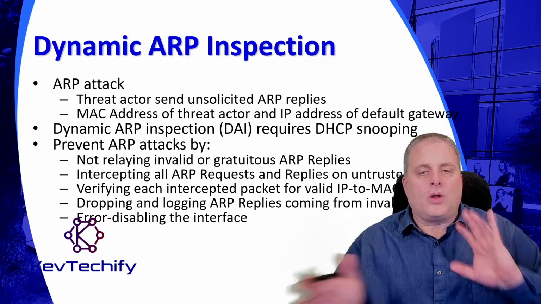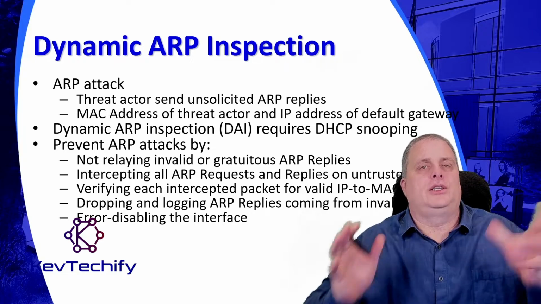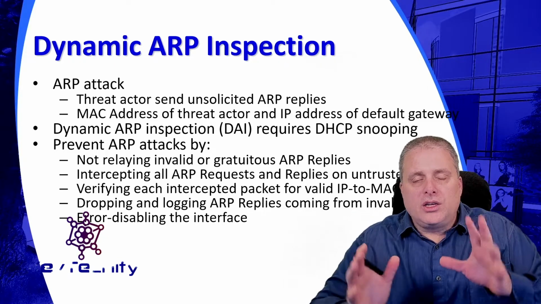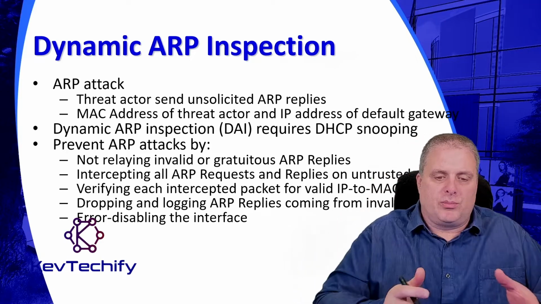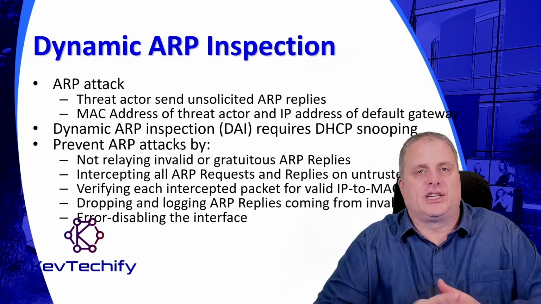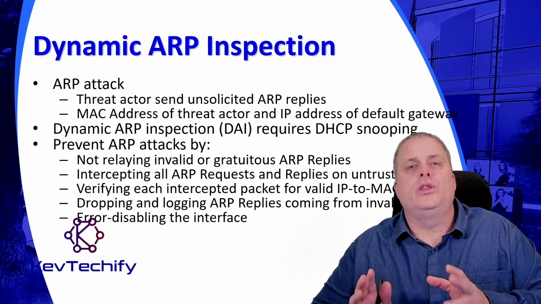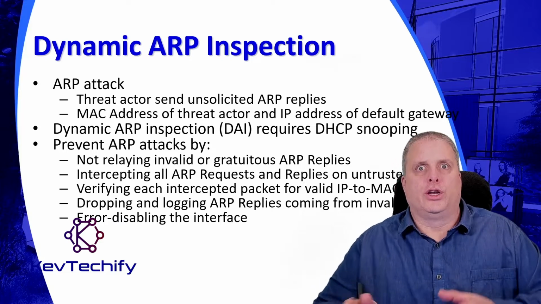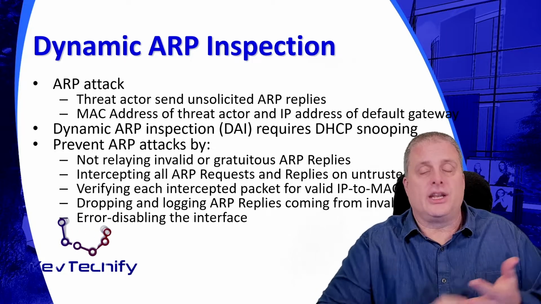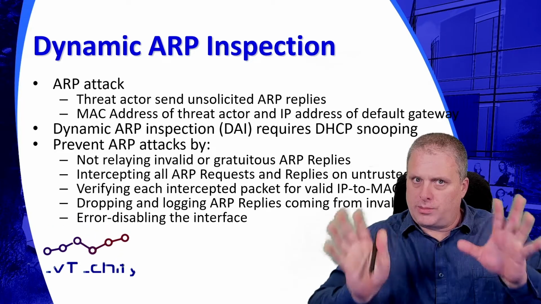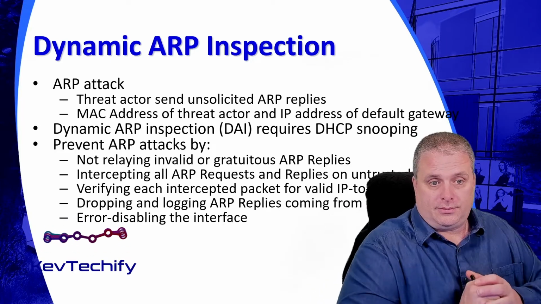We intercept all the ARP requests and replies on untrusted ports. Once again, an untrusted port is one we don't trust. Untrusted ports are typically all of your access ports. You trust only the ones you know and you can control on the other end. This is servers. This is connections to other switches. Those are about the only trusted ones you have.